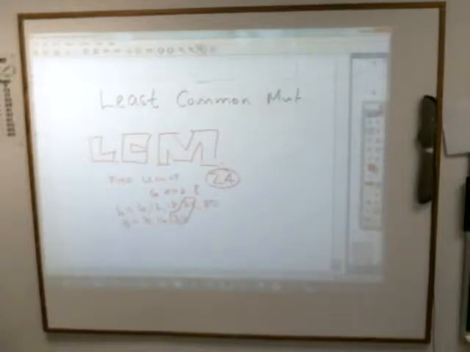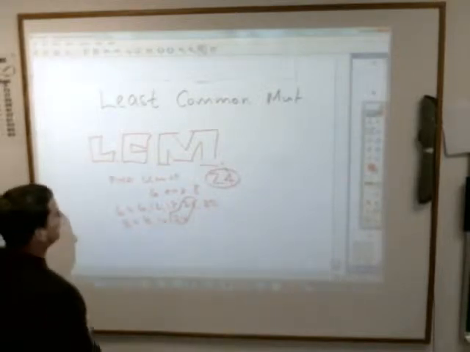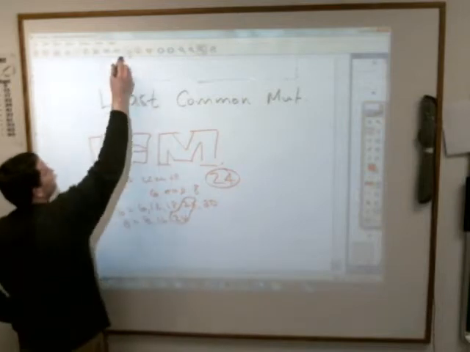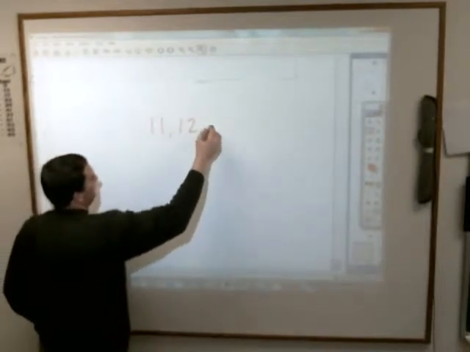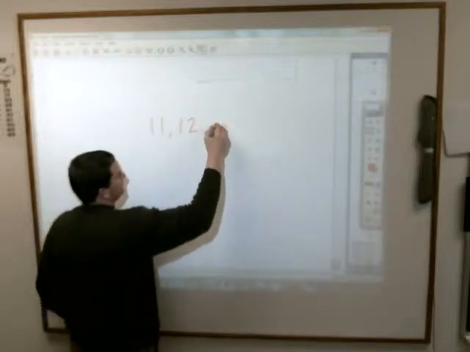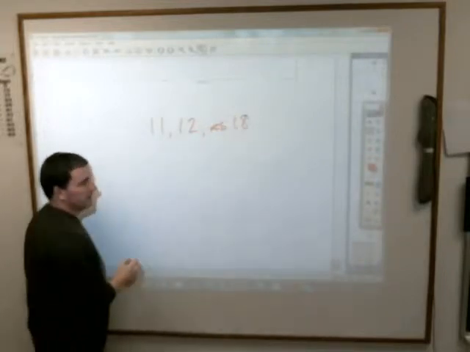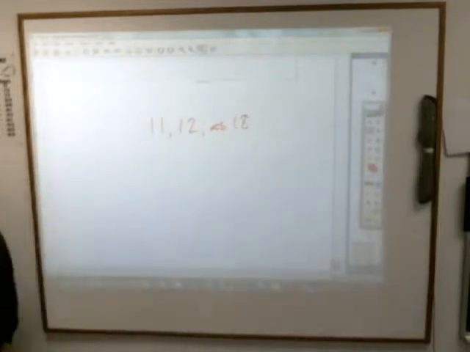Well, children, you are in 8th grade, and obviously they wouldn't give you something that easy next. What about the least common multiple of 11, 12, and 18? 11, 12, and 18. Anybody caring to speculate what that is?